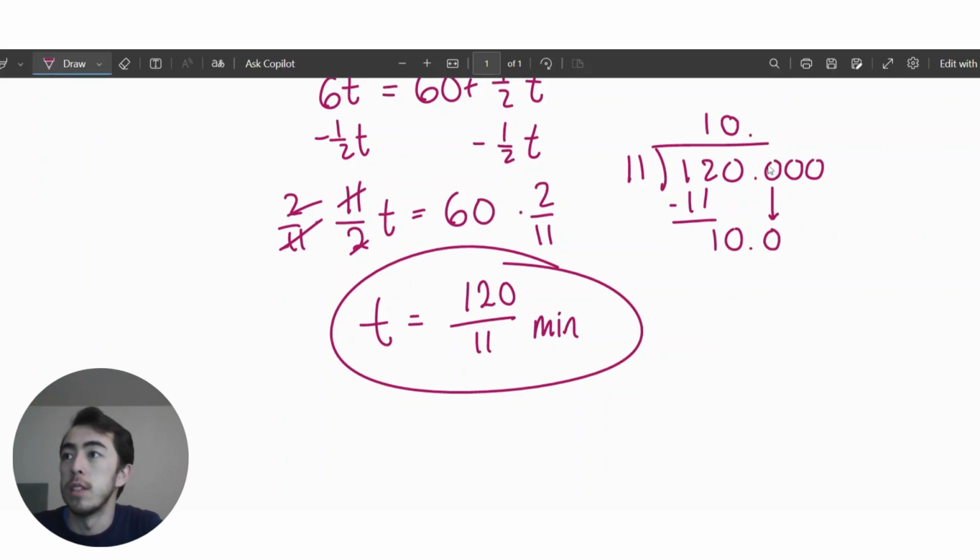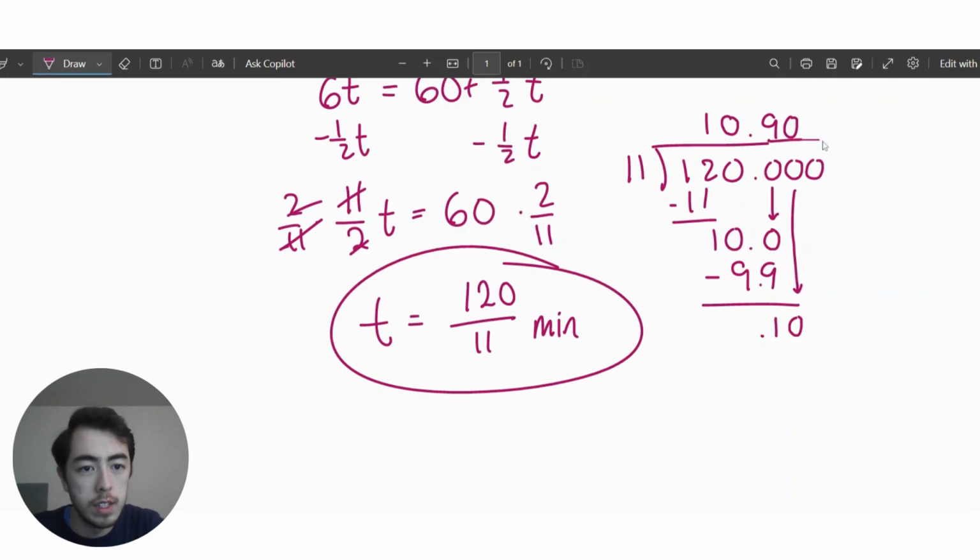Well, it goes into 99 9 times. Do that multiplication here. I'll subtract, and I get a 0.1. Okay. Then after the subtract step, I'll bring down. I'll ask myself, how many times does 11 go into 10? It doesn't. And so I need to bring down the next 0.